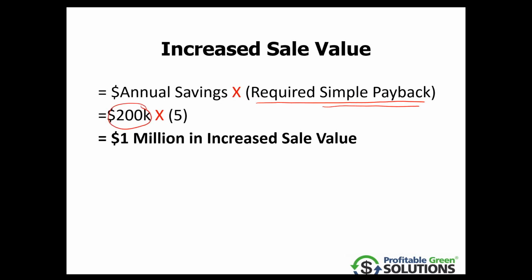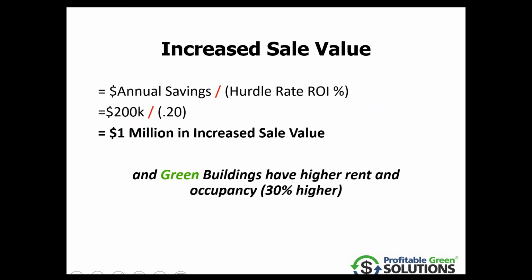So if we had $200,000 a year in savings, we'd multiply by a 5-year simple payback, which means the customer would be willing to pay $1 million more for that building. This can also be applied using a return on investment hurdle rate. Instead of multiplying by simple payback, you just divide by the hurdle rate. A 5-year simple payback is roughly a 20% return on investment. You divide by 0.20 and you get the same result.